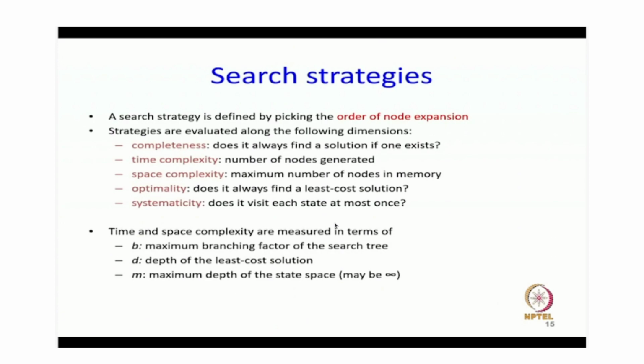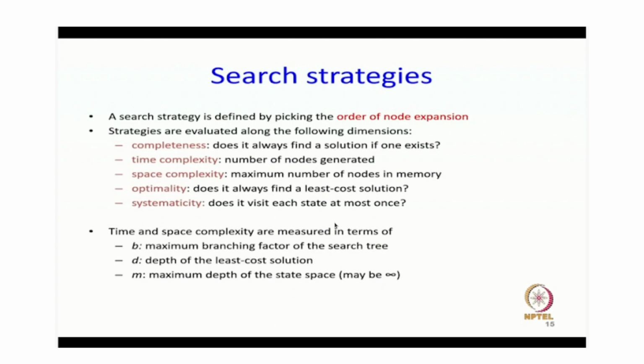Completeness means, does it always find a solution if one exists? This is known as completeness. There might be some algorithm that you run, but it will still not reach the solution. So this problem may occur there. Time complexity: how much time it takes to run the algorithm. Space complexity: how much computer space it occupies.